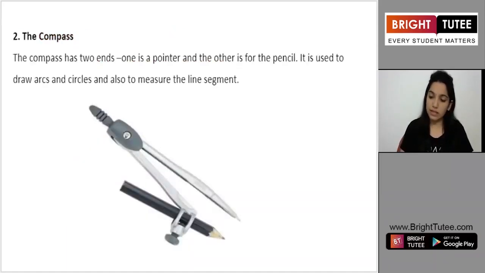Now comes the second tool to do the construction. This is a very important instrument that you use. It is called the compasses, right? The compass has two ends. One is the pointer, this one here, it's the pointer end, and the other is for the pencil. So here you can see this attachment. This is the place where you attach the pencil to your compass, right?